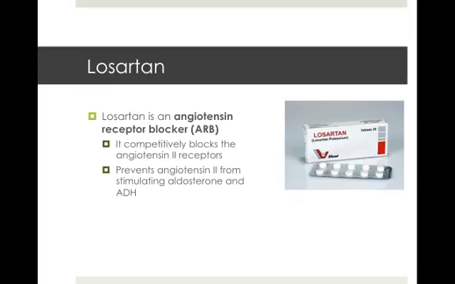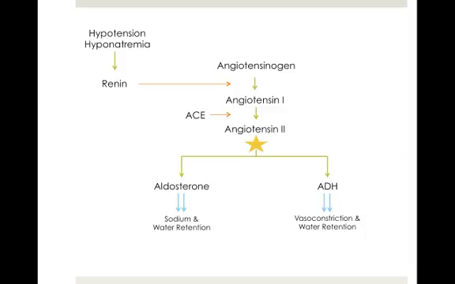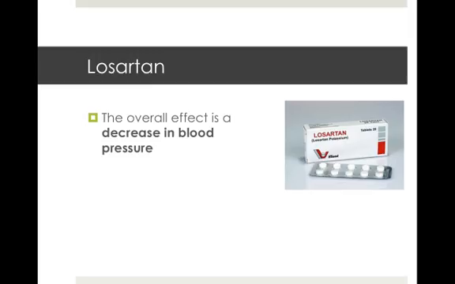Losartan is an angiotensin receptor blocker, also known as an ARB. It competitively blocks the angiotensin 2 receptors, preventing its action and therefore not allowing it to stimulate the release of aldosterone and ADH. And here is where losartan works in the system. Losartan, like lisinopril, causes a decrease in blood pressure.